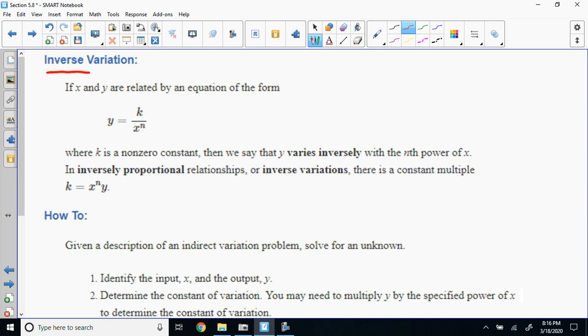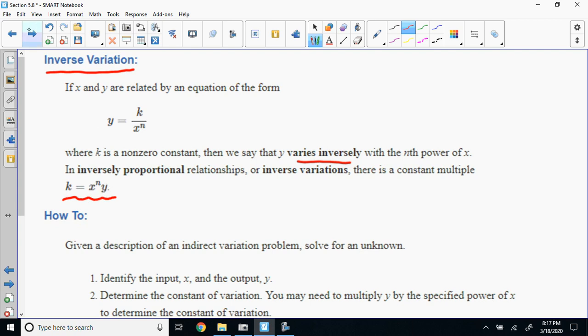Now, the complement to this would be the inverse variation, which means that things are inversely related, meaning if the x goes up, the y better go down. If the y goes up, x better go down. So they vary inversely. So the equation is y equals k over x to the n. Sometimes we'll solve for k, which is the constant, and that's just x times y.